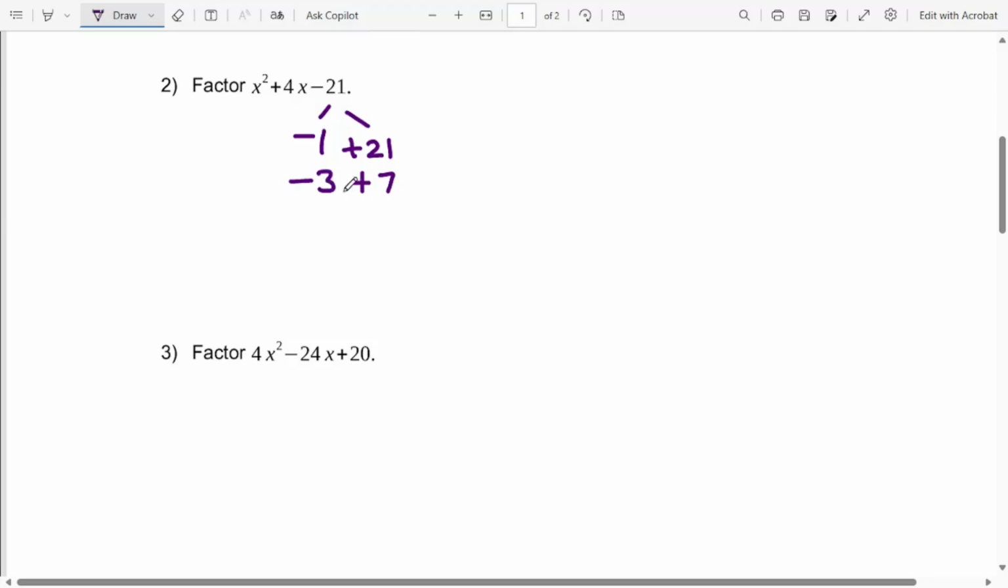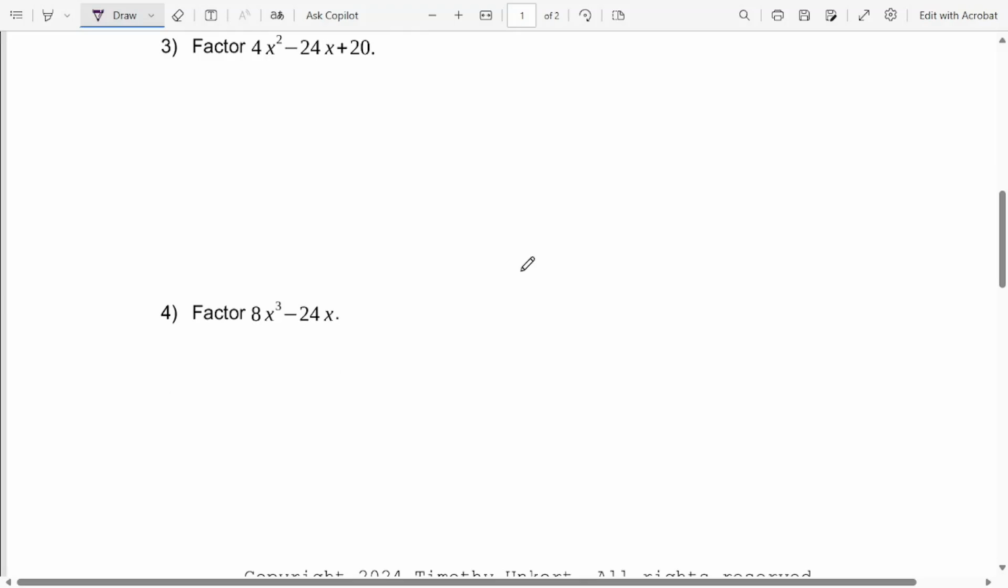Now I see here that negative 3 plus 7 will give me positive 4. So I'm going to select these two factors, and I'm going to write this as x minus 3 times x plus 7. And that is that one factored. Let's try this next one.